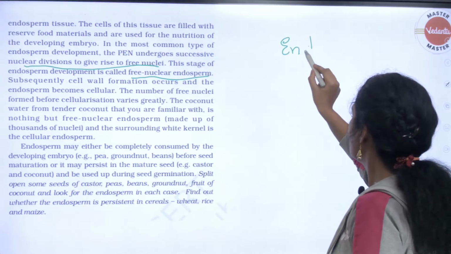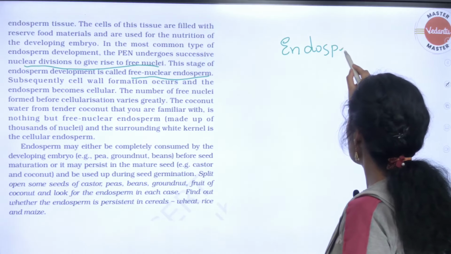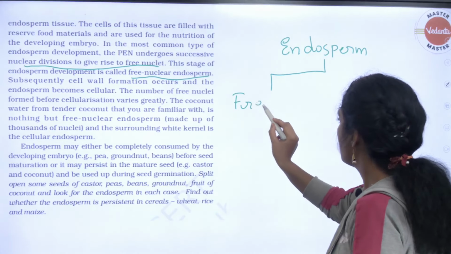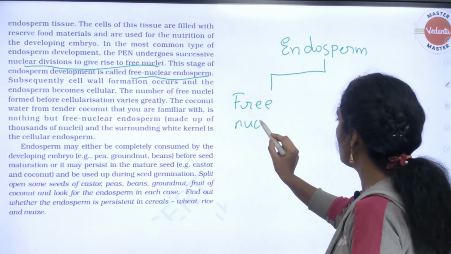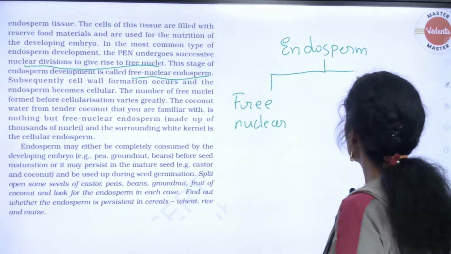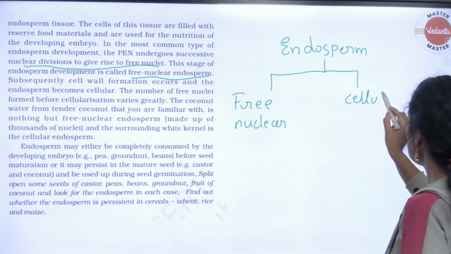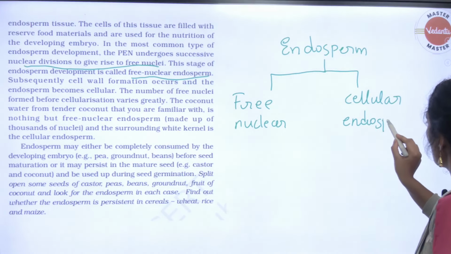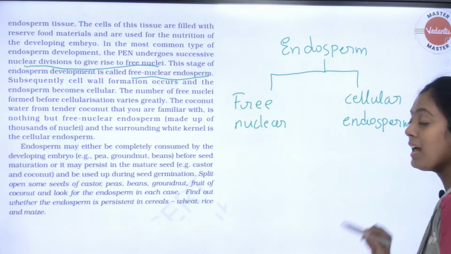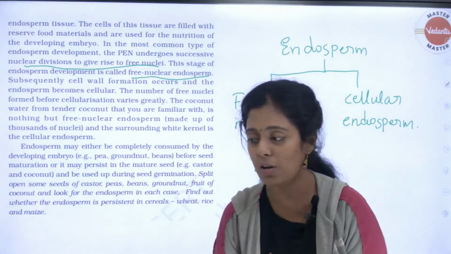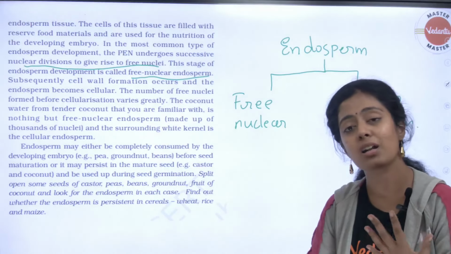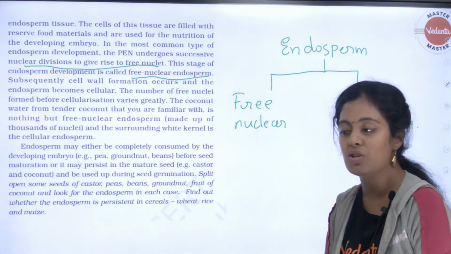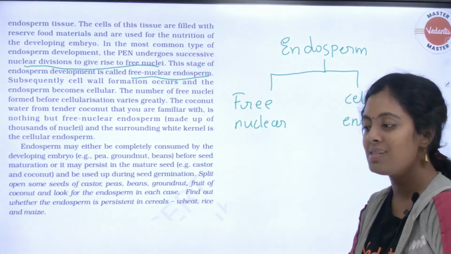Okay, the endosperm are of 2 types. Okay, very important. One is free nuclear endosperm. Okay, the other one is cellular endosperm. Okay, these two are the very, very important two types of endosperm. In free nuclear endosperm, they just keep undergoing nuclear division. There is no cytoplasmic division. There is no formation of cell wall.